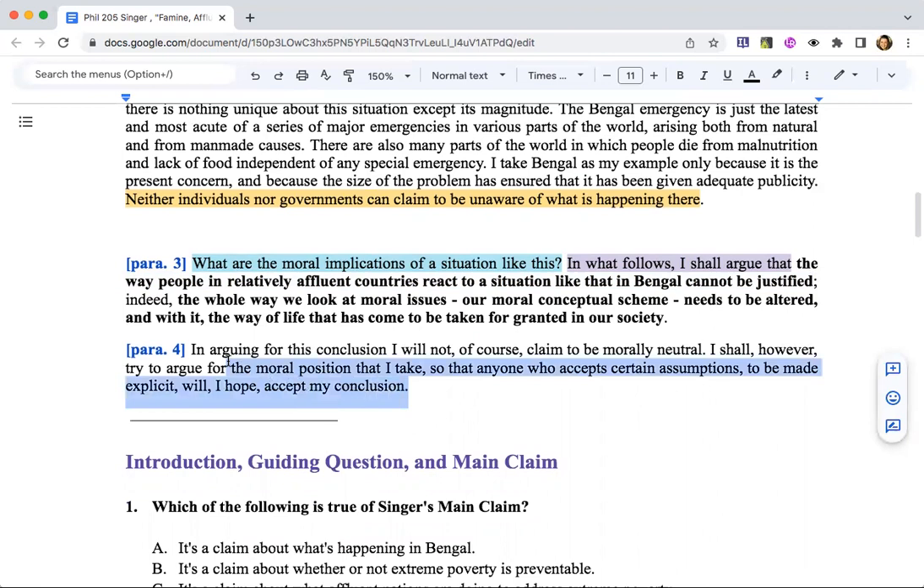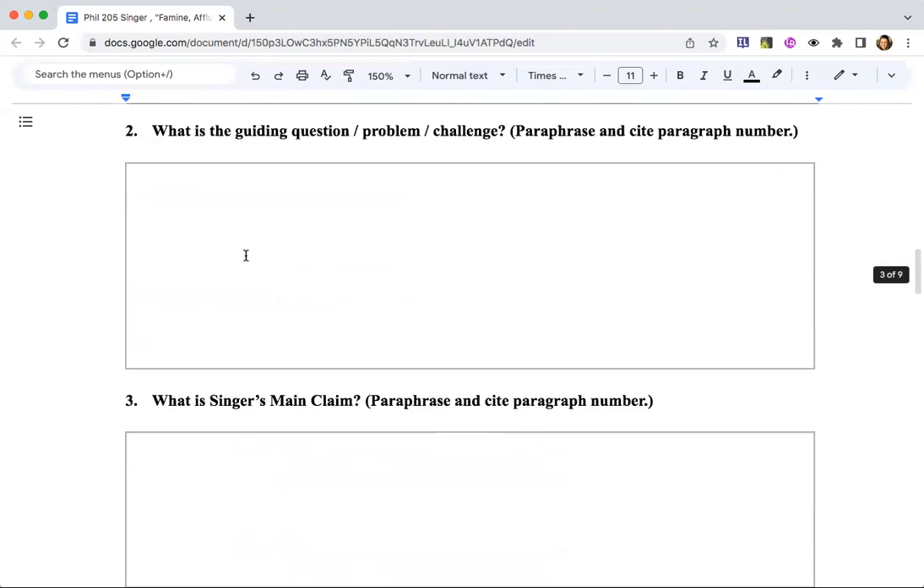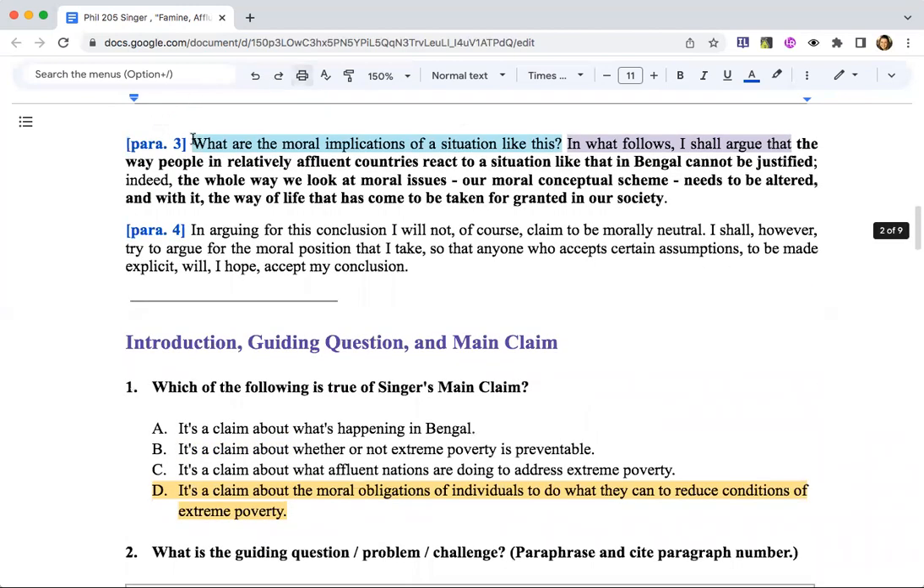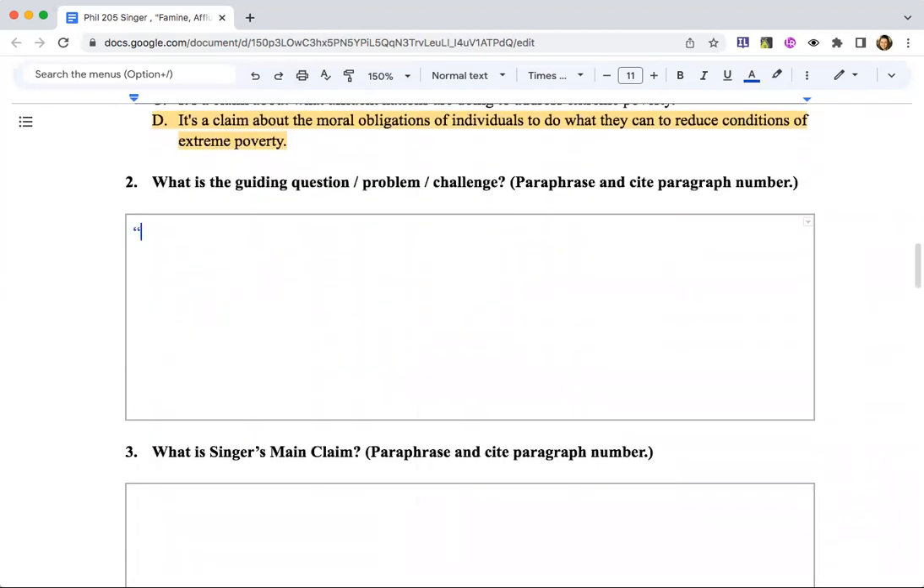Okay, let's move on. What were we doing? We were identifying the guiding question and the main claim, and let's just start by using a direct quotation. So here's where the question was literally asked. So I'm going to put it in quote marks because I'm copying and pasting it.